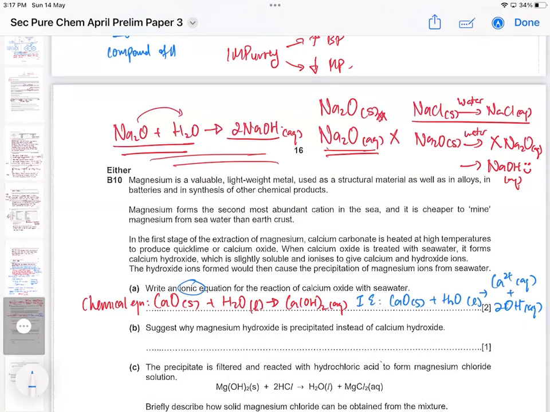Okay, part B, the question says the precipitate. So this is basically extracting elements from the sea. So the question here says it's cheaper to mine magnesium from the sea water as compared to the Earth's crust. So for the Earth's crust, magnesium is electrolysis and all these, right? So it's going to be expensive. So instead over here, we do a precipitation process. We precipitate out the magnesium from the sea, and then we pull it out from there.